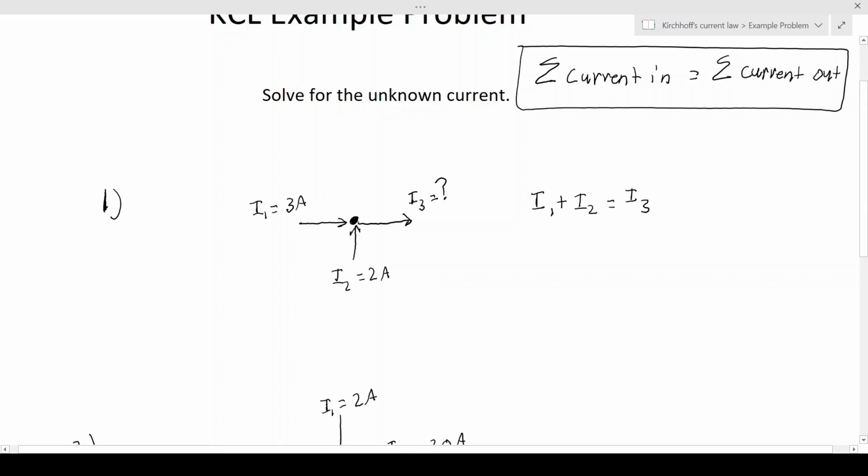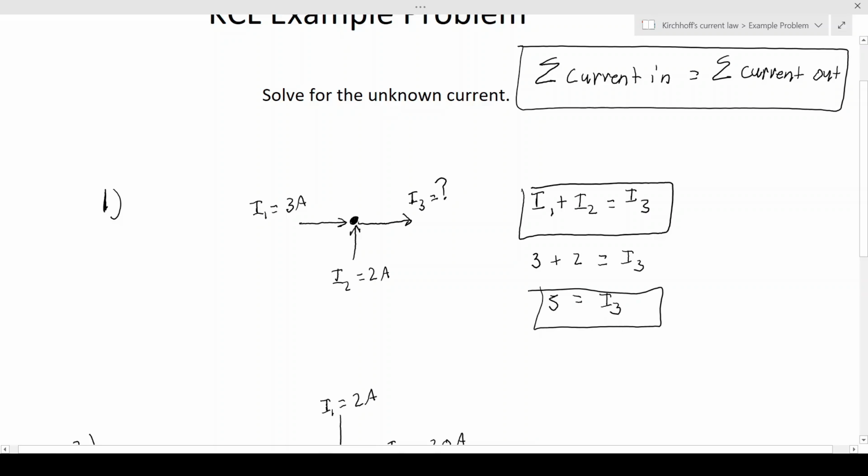So now we have our equation for the first problem. We plug in the values for I1 and I2, and we solve for the unknown current. In this case, it will be 3 plus 2 is equal to I3. In this case, I3 will equal 5 amps. So I3 is equal to 5 amps for the first problem.